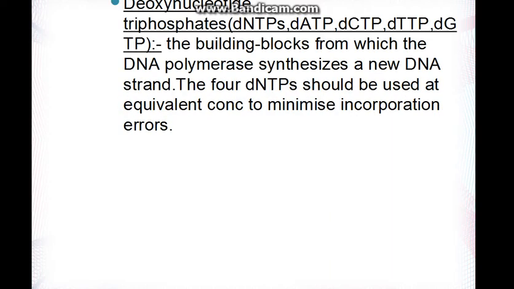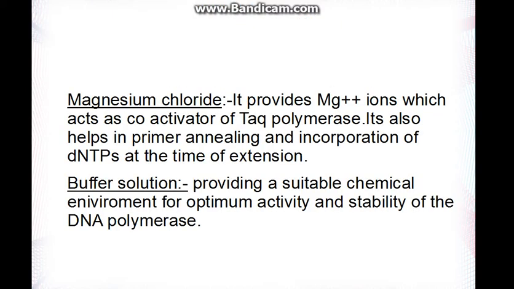And also we will require the building blocks. How elongation will take place is because of the nucleotides. We have to add nucleotides. We will add 4 nucleotides. Okay. And then we will require magnesium chloride, which is a co-activator of Taq polymerase and also buffer solution to maintain that environment. Okay. Now we will discuss in detail the procedure of PCR.